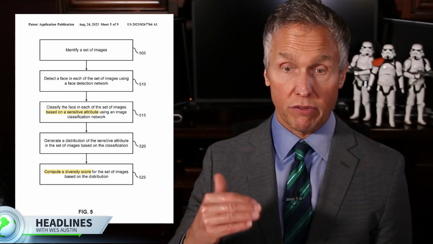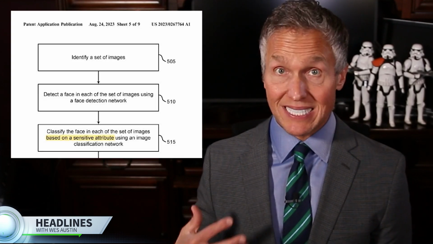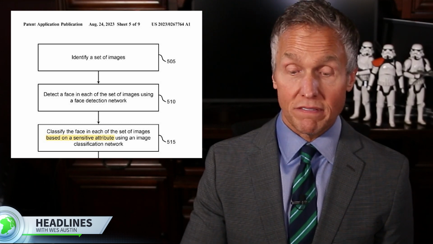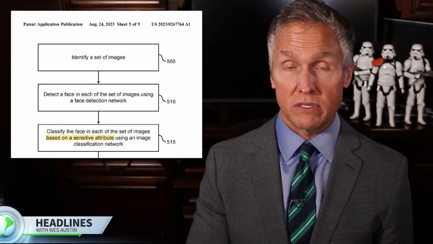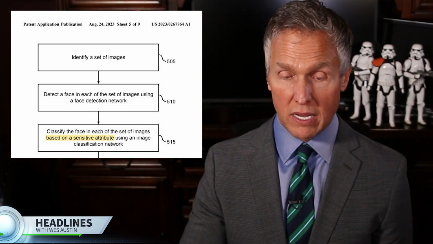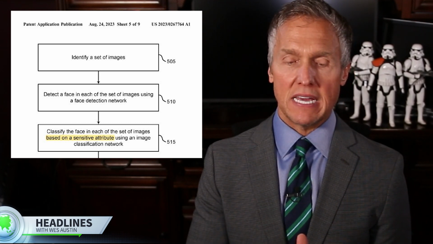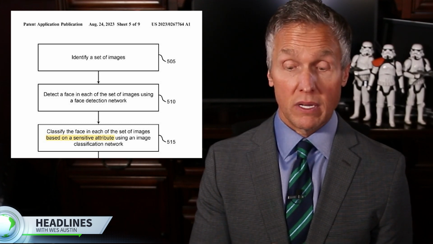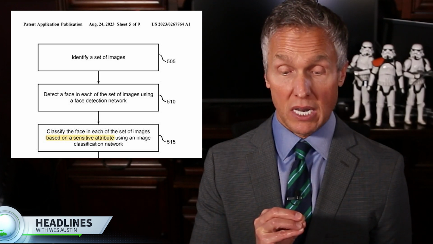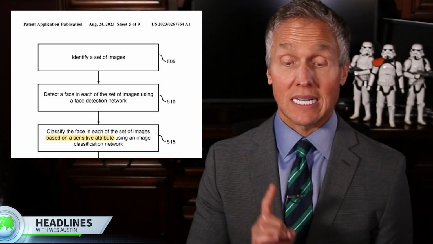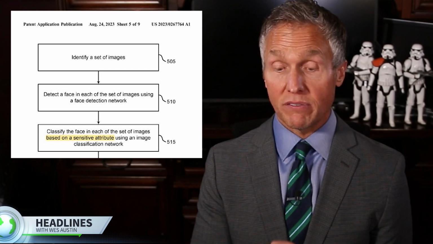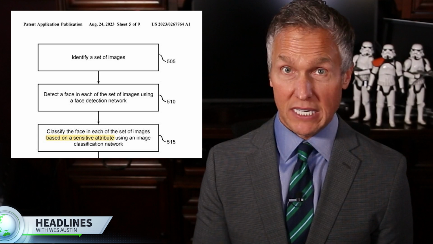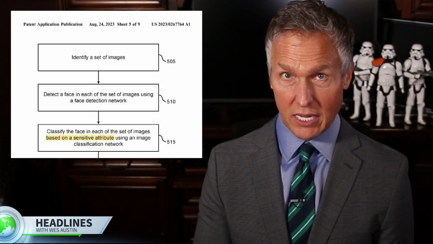So I'm just going to walk through that. First, what this system does is it identifies a set of images. Then it detects a face in each of the set of images using this face detection network. Then it classifies the face in each of the set of images based on a sensitive attribute using an image classification network. So when this says classifies the face based on a sensitive attribute, that's when you're getting some kind of diversity scoring or metric.